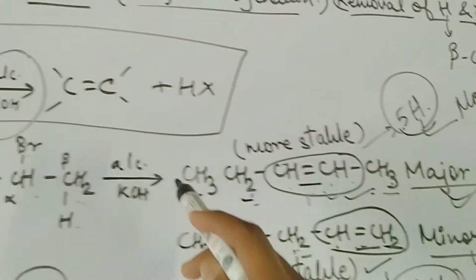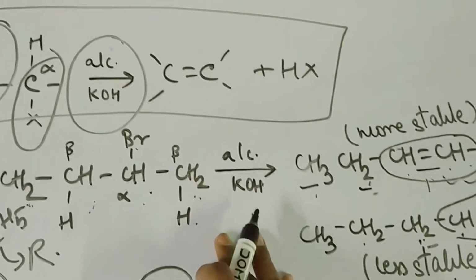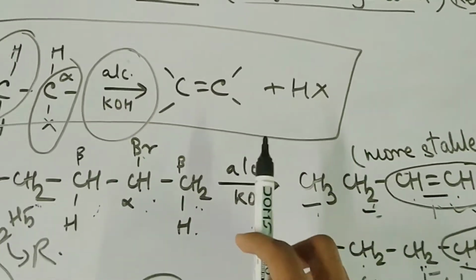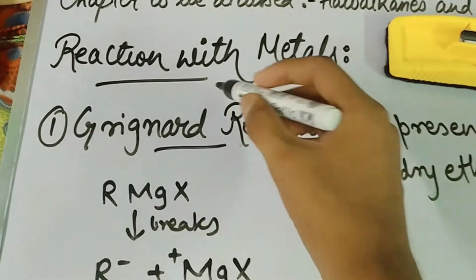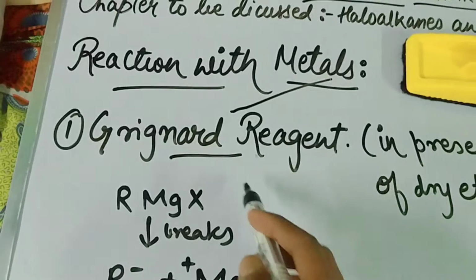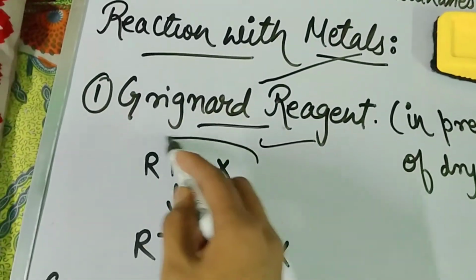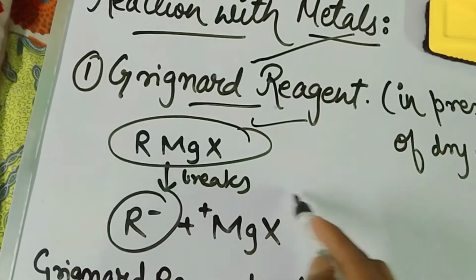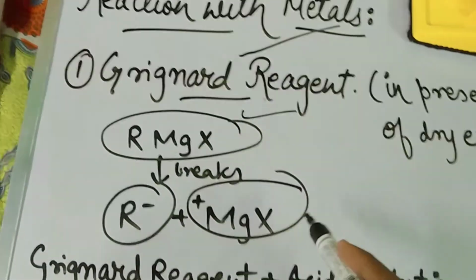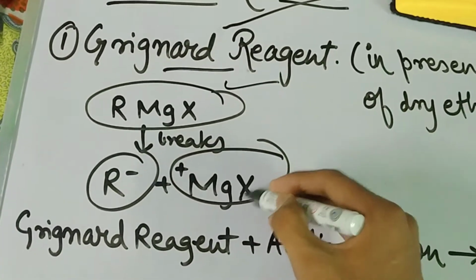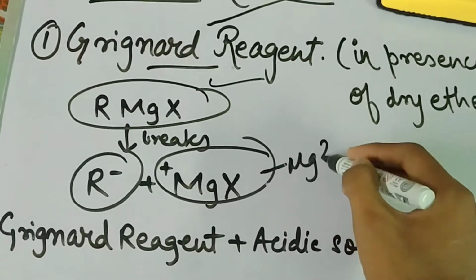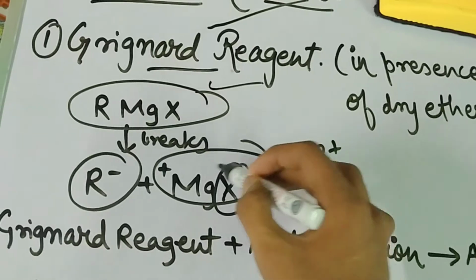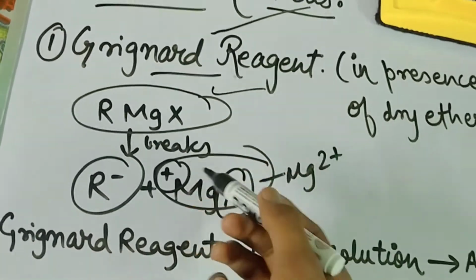Now we come to our next point, the reaction of metals, where we will be seeing the 2 types, the Grignard reagent and the Wurtz reaction. So now we will be discussing the reaction with metals. The Grignard reagent, we know RMgX, it breaks and we get R minus as the nucleophile and Mg plus X. Mg's valency is 2 plus, so to fulfill one valency we have the X, one more is left, so we get a plus charge over it.